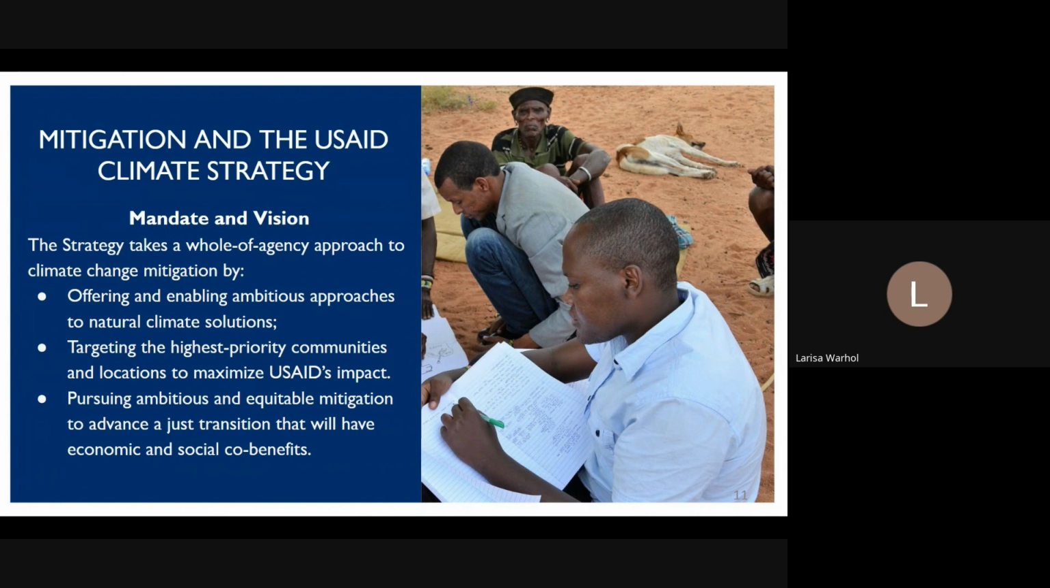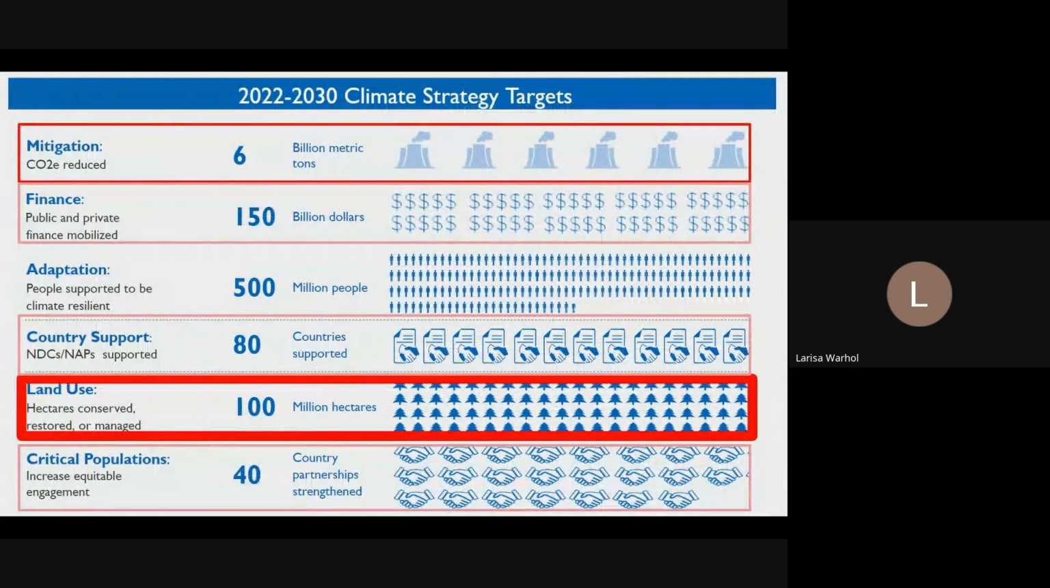Next slide, please. Partially why EG 13.8 is so important is because of the USAID climate strategy. This is a strategy that was enacted in 2022 that really is encouraging a whole of agency approach to address climate change and specifically climate change mitigation. And so we're really looking to enable ambitious approaches, target really high priority communities, and pursue equitable mitigation to advance a just transition that has economic and social benefits. Next slide, please.